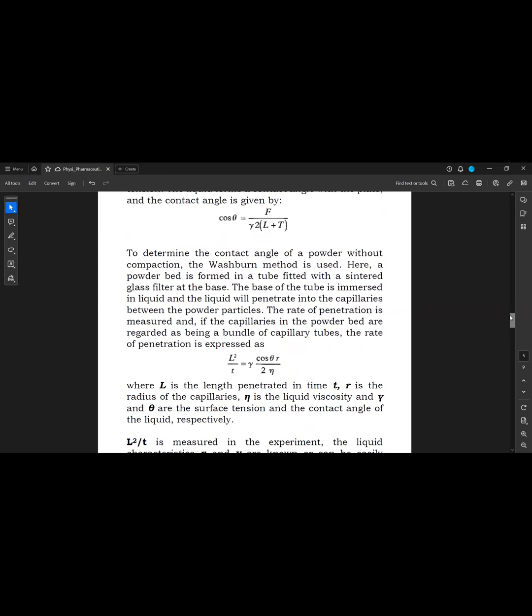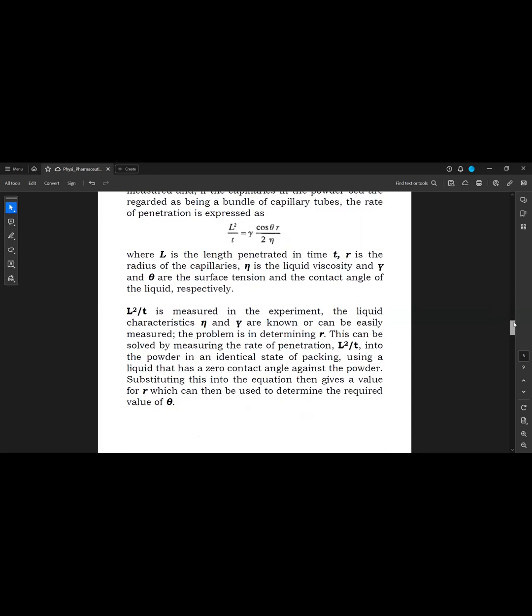L squared over t equals surface tension times cos theta times R over 2 eta. L is the length; remember we said there's a tube, and the tube obviously has a length. t is the time taken for the penetration to happen, cos theta is the contact angle, and eta is the liquid viscosity. So basically, you just input these values, and you're able to determine the contact angle without compacting the powder. L squared over t is measured in the experiment. The liquid characteristics are known or can easily be measured. The problem usually is determining the radius of the capillaries, because the capillaries are really small. I'm assuming that is what is going to bring the problem.